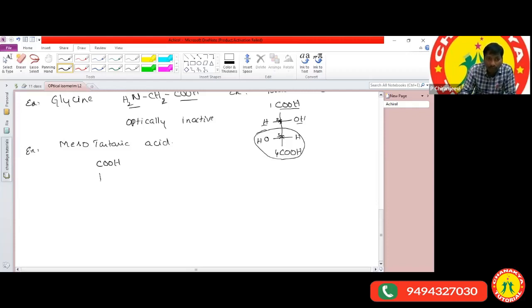COOH, bond, H OH, bond, H OH, bond, COOH. Right, sir. This we can call the mesotartaric acid. So is mesotartaric acid optically active or optically inactive?